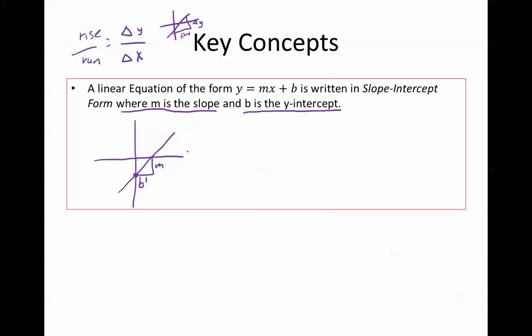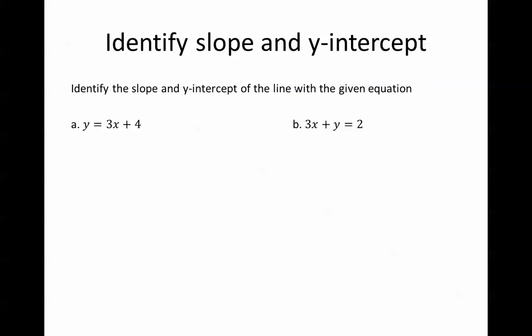So a linear equation in the form y equals mx plus b, that is where the m is the slope right there, and the b is the y-intercept. We can use these patterns in order to graph them, all right? So let's do a quick thing here, right?